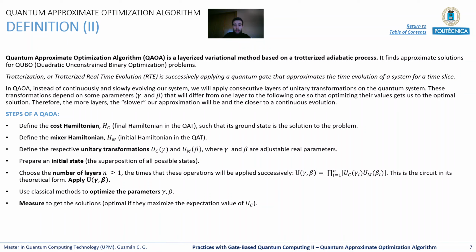We just apply U that is depending on gamma and beta. That is the consecutive transformation of the system. We use classical methods to optimize the parameters, and then we just measure to get the solutions. And they will be optimal if they maximize, of course, the expectation value of the cost Hamiltonian.